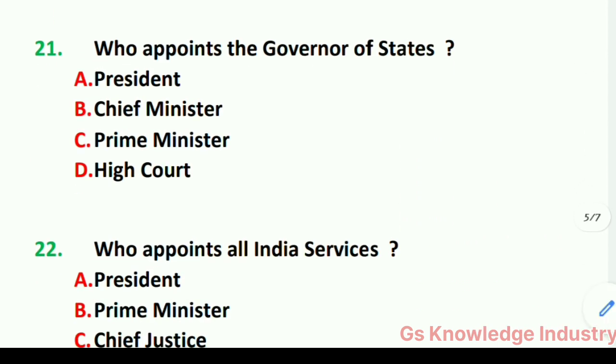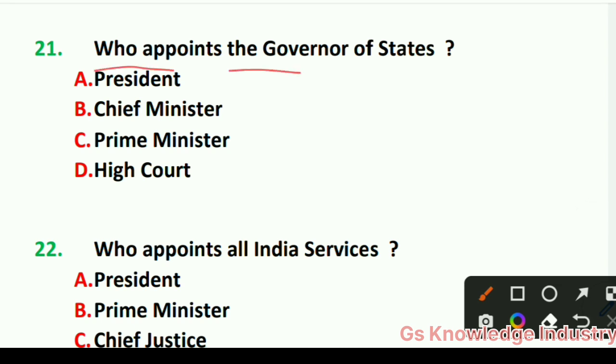21 number question. Who appoints the Governor of States? Option A, President. Option B, Chief Minister. Option C, Prime Minister. Option D, High Court. Here the right answer is option A, President, right? President appoints.